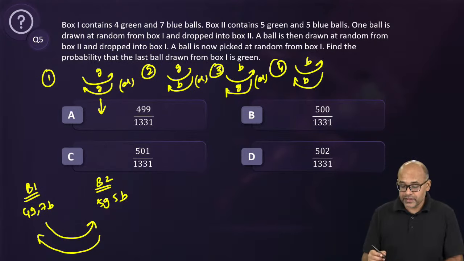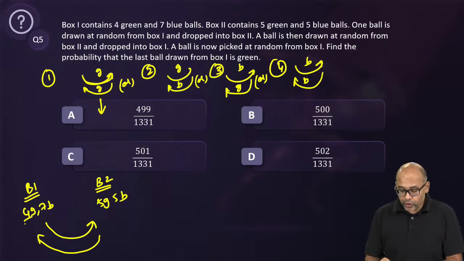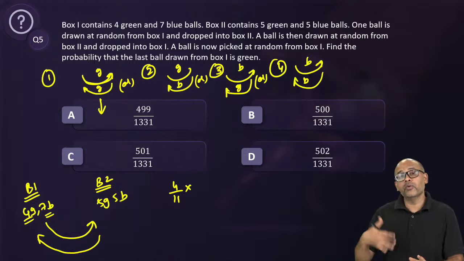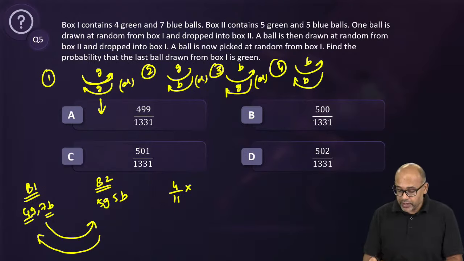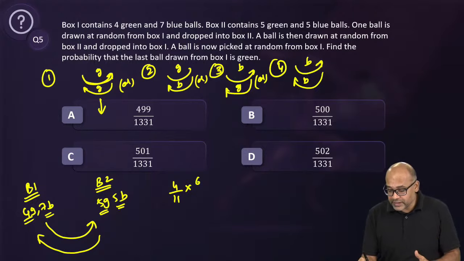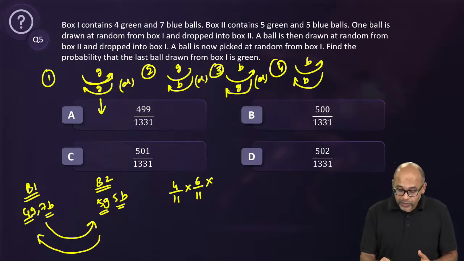So let's take the first case. First, a green ball should go. What is the probability that a green ball goes? It is 4 out of 11, so 4 by 11, because the probability of picking one green ball from the first box is 4 by 11. And now you put the green ball there. So now what do you have? You have 6 green balls and 5 black balls. Now you want a green ball to come back. So now it is 6 by 11, because when you pick one from box 2, it is 6 green out of a total of 11. Now you are again back to the same structure.